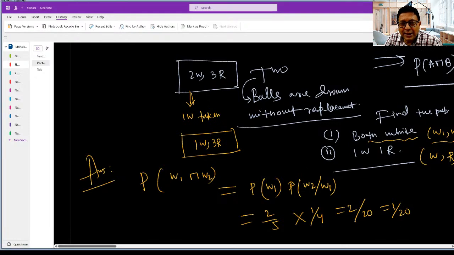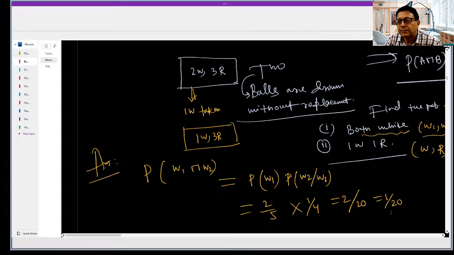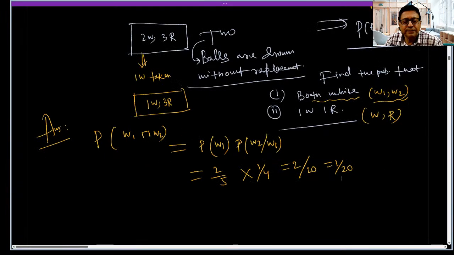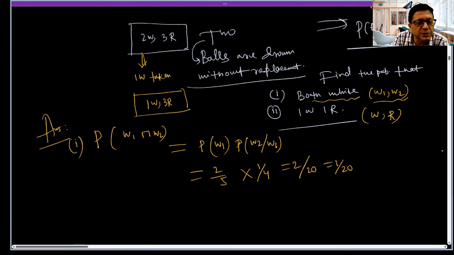I think you can see my board properly. It's okay. So probability of both white can be found by this formula. Now next one, we are going to find probability of white intersection red.